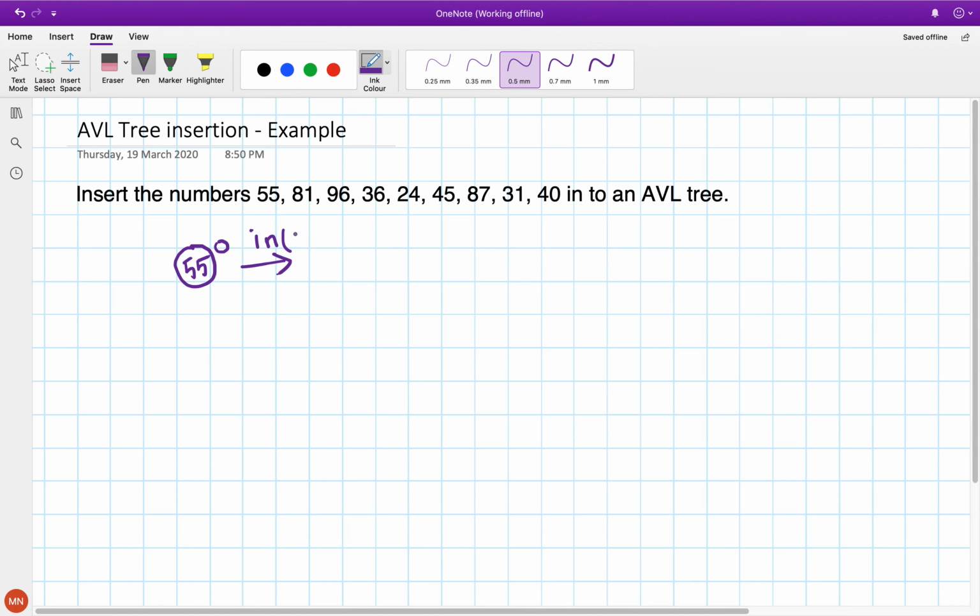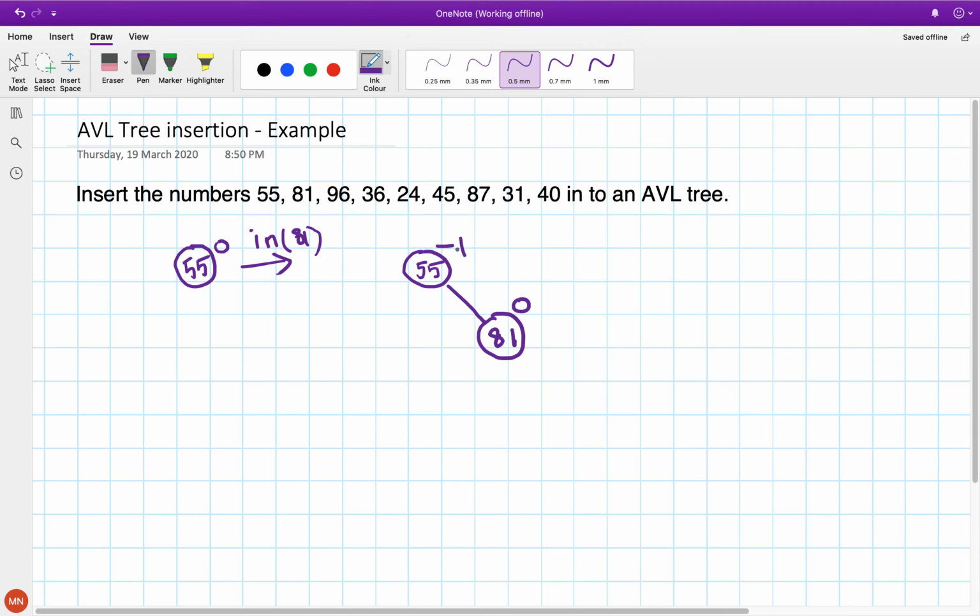I'm just writing in 81. So the 55 will be at the root and 81 will go to the right side, that is we have to perform the normal binary search tree insertion. Now this has a balance factor 0 and this has a balance factor -1.